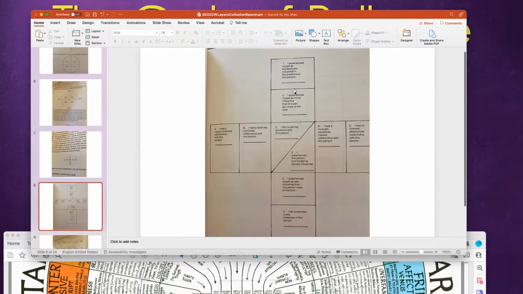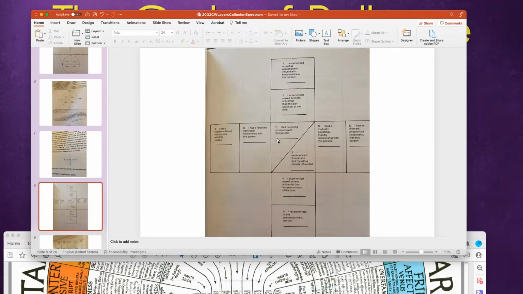Let's see if I can say what a 1 is, upgrade. I experience myself as exceptionally influential in the presence of this person. And again, it's always going to be a transaction. And then a little bit more chill, I experience myself as more influential than this person most of the time. And then there could be a split. I experience this person and myself as equally influential. I experienced myself as less influential. I felt powerless in the presence of this person. So you get the idea, you're feeling what's going on along that continuum of power.